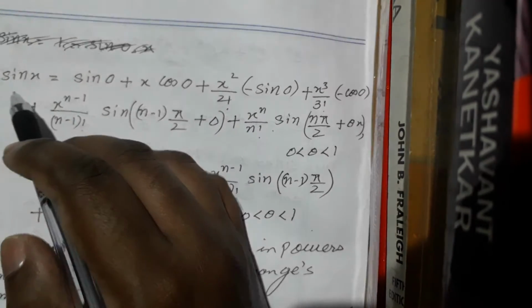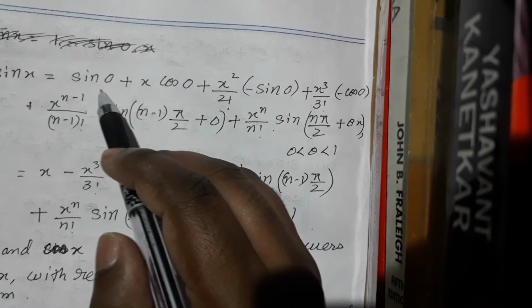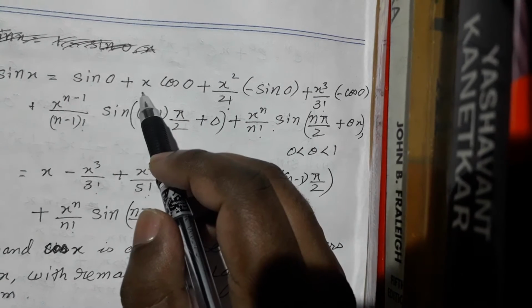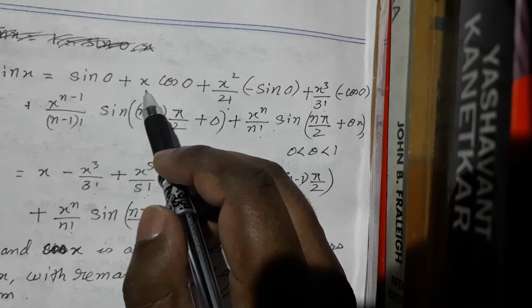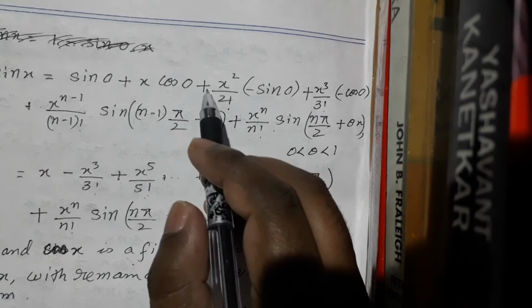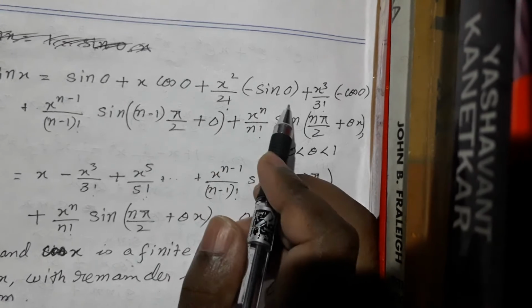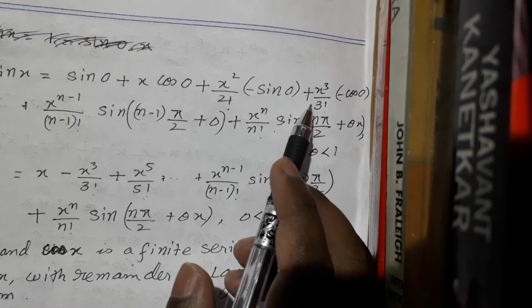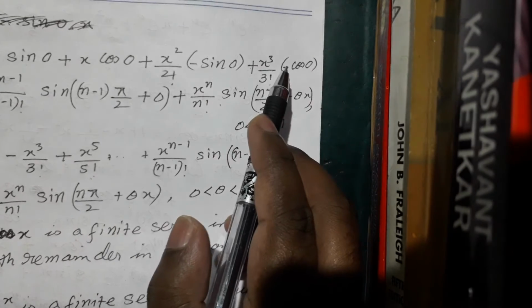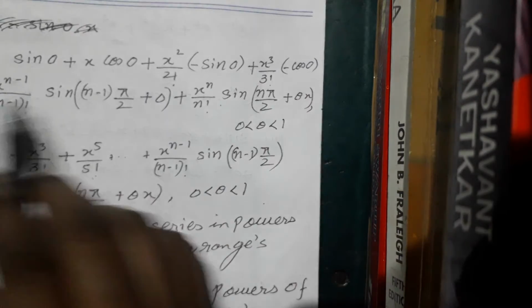In place of f(x), we get sin x. So we have f(0), which is sin 0, plus x times f', which is cos 0, plus x squared by 2 factorial times f''(0), that is minus sin 0, plus x cubed by 3 factorial times f'''(0), that is minus cos 0, plus and so on.